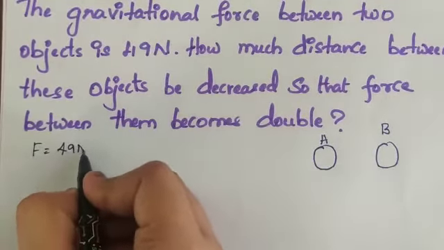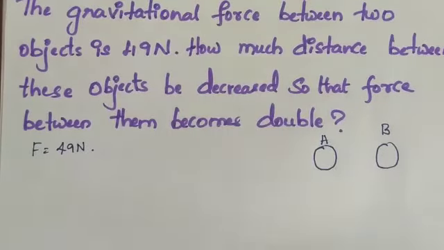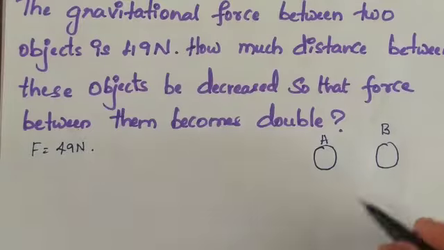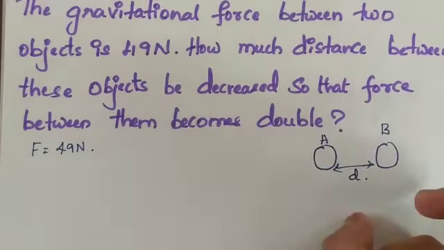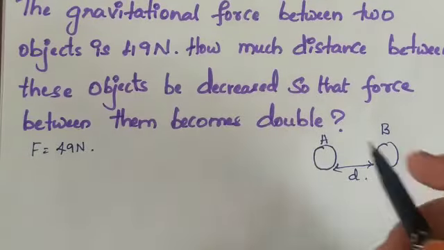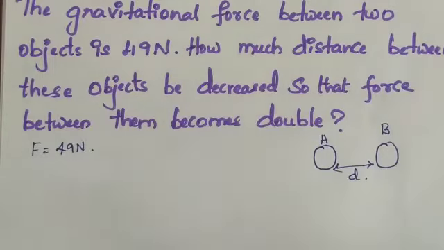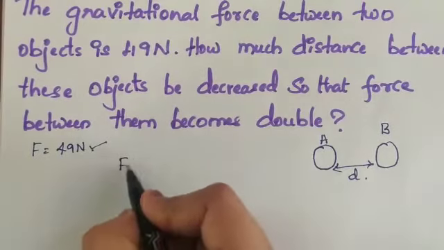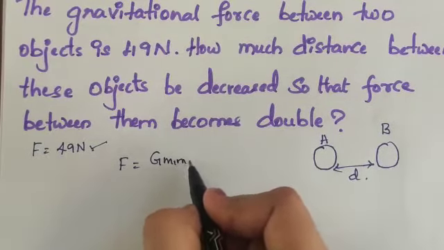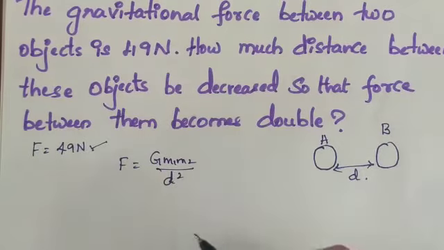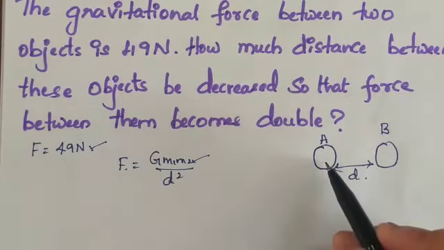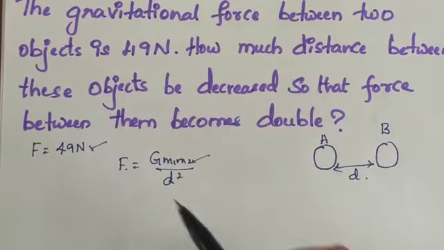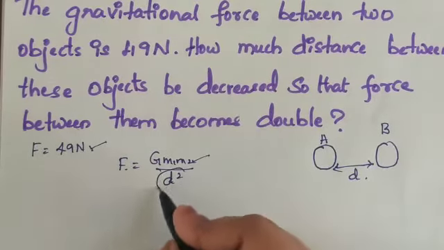The gravitational force between these two objects, that is the F value, is 49 Newton. How much can the distance between these two objects be decreased? That means the distance between these two objects is D. This distance I can reduce so that the force between them will become double. Since F is equal to G m1 m2 divided by D square, am I correct? This force is directly proportional to the mass of object A and the mass of object B, but inversely proportional to the distance between them.